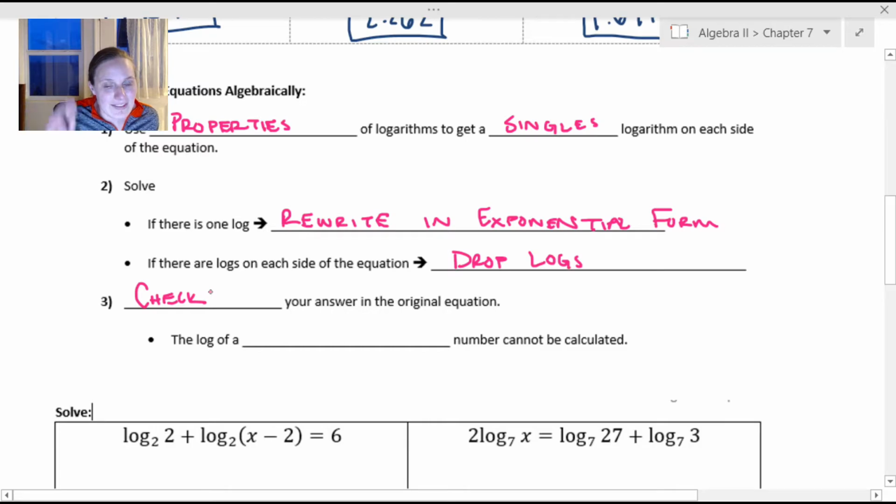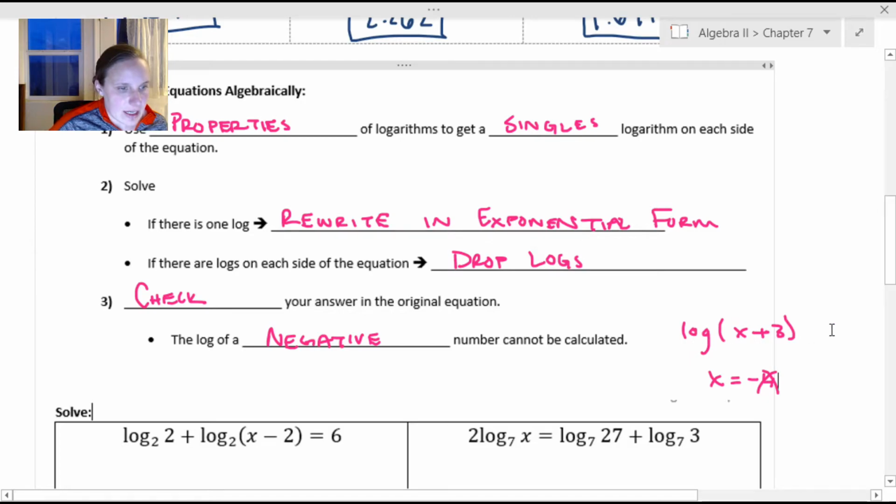We do not want to have negative numbers. We can't take the log of a negative number. So the log of a negative number cannot be calculated. So like say I had log of x plus 3 and my answer was x is equal to -4. If I plug -4 in, -4 plus 3 is -1. That would be an extraneous solution because I can't take the log of a negative number.